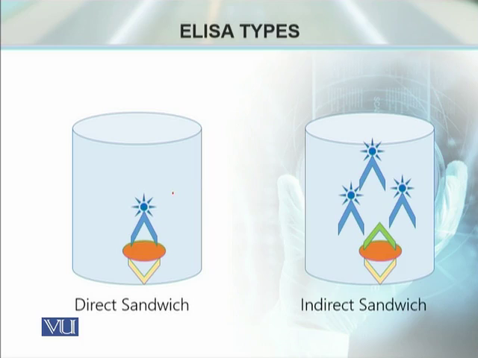This figure shows you the difference between direct sandwich ELISA and indirect sandwich ELISA. In direct sandwich ELISA, the primary antibody is coupled with the enzyme. In indirect sandwich ELISA, there is the capture antibody, there is the detection antibody, and then there is the secondary antibody that can detect the primary antibody, or the detection antibody.